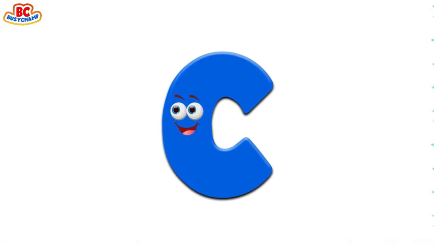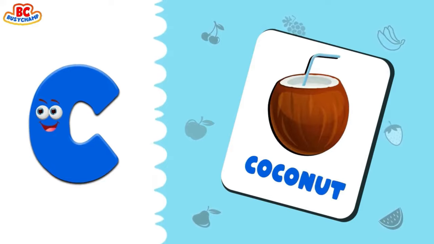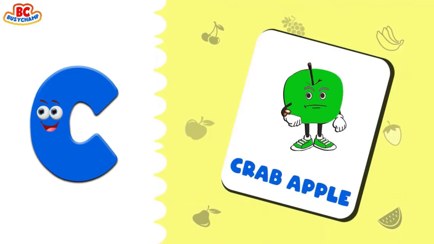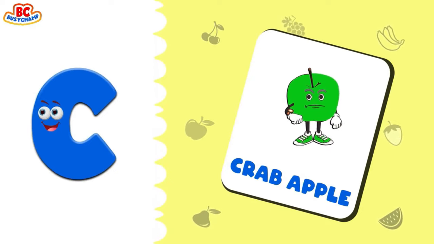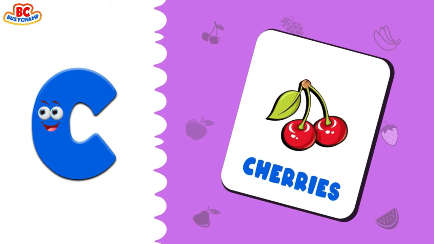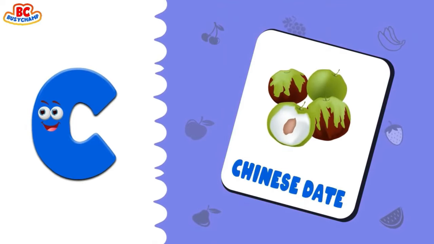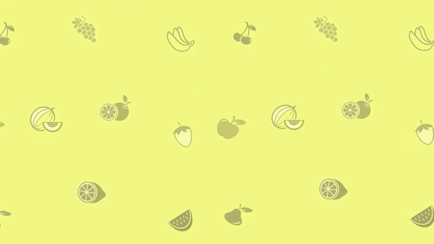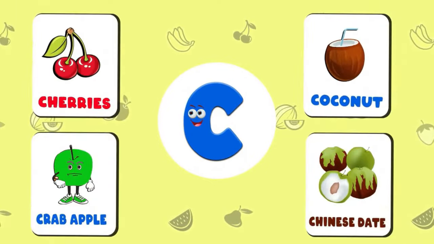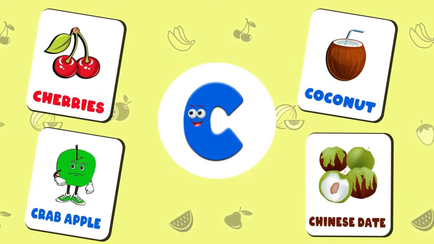C. C for coconut. Coconut. C for crab apple. Crab apple. C for cherries. Cherries. C for Chinese date. Chinese date. Coconut, cherries, crab apple, Chinese date.